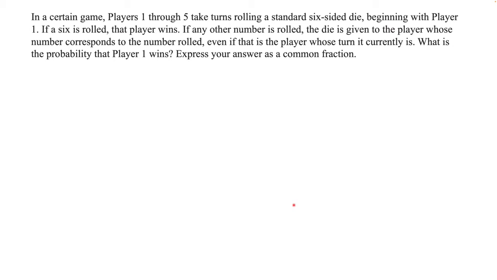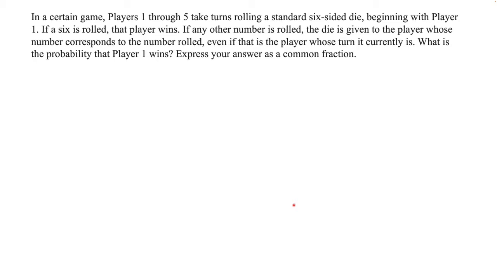In a certain game, players 1 through 5 take turns rolling a standard 6-sided die, beginning with player 1. If a 6 is rolled, then that player wins. If any other number is rolled, the die is given to the player whose number corresponds to the number rolled, even if that is the player whose turn it currently is. What is the probability that player 1 wins? Express your answer as a common fraction.